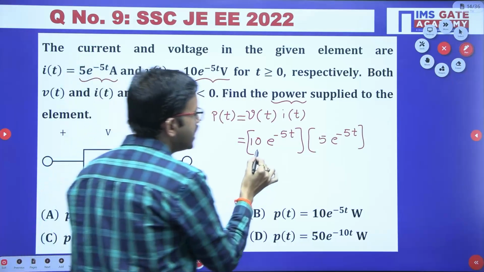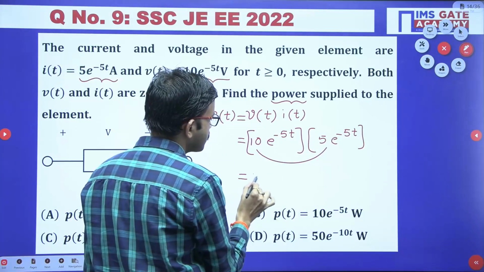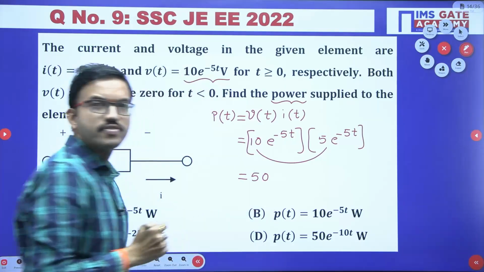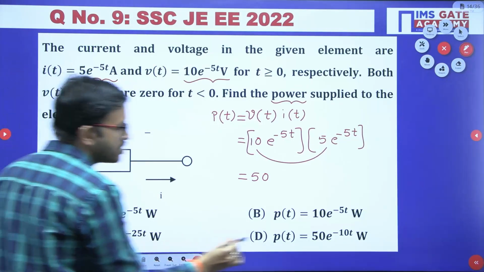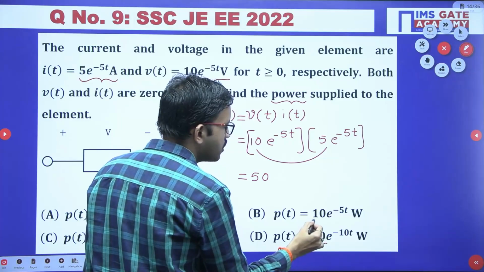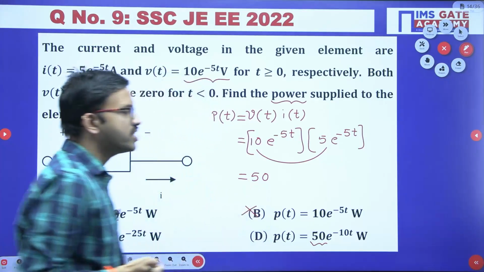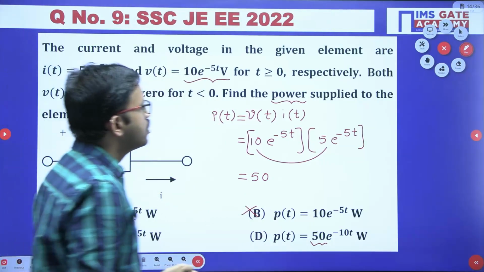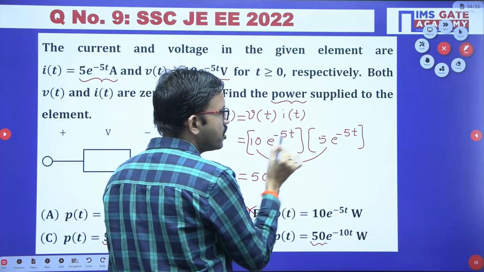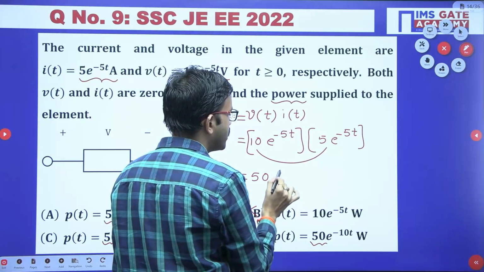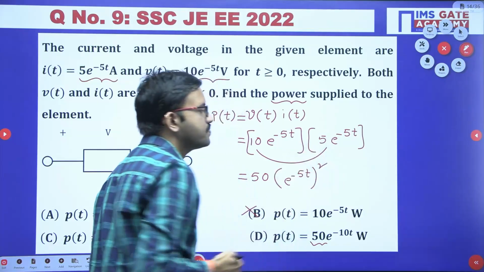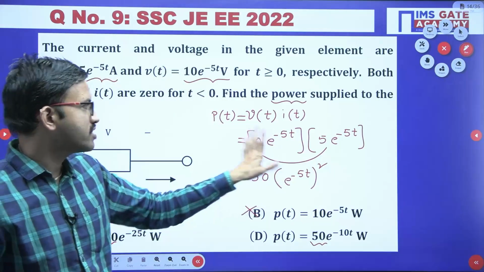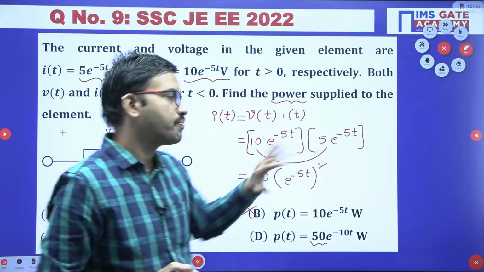Now here 10 into 5 is 50. Regarding 50 you have 3 choices, but in option B you have 10, so as of now we can eliminate one option. After that you have e power minus 5t into e power minus 5t, which you can write as e power minus 5t whole square, just like x into x is x square.